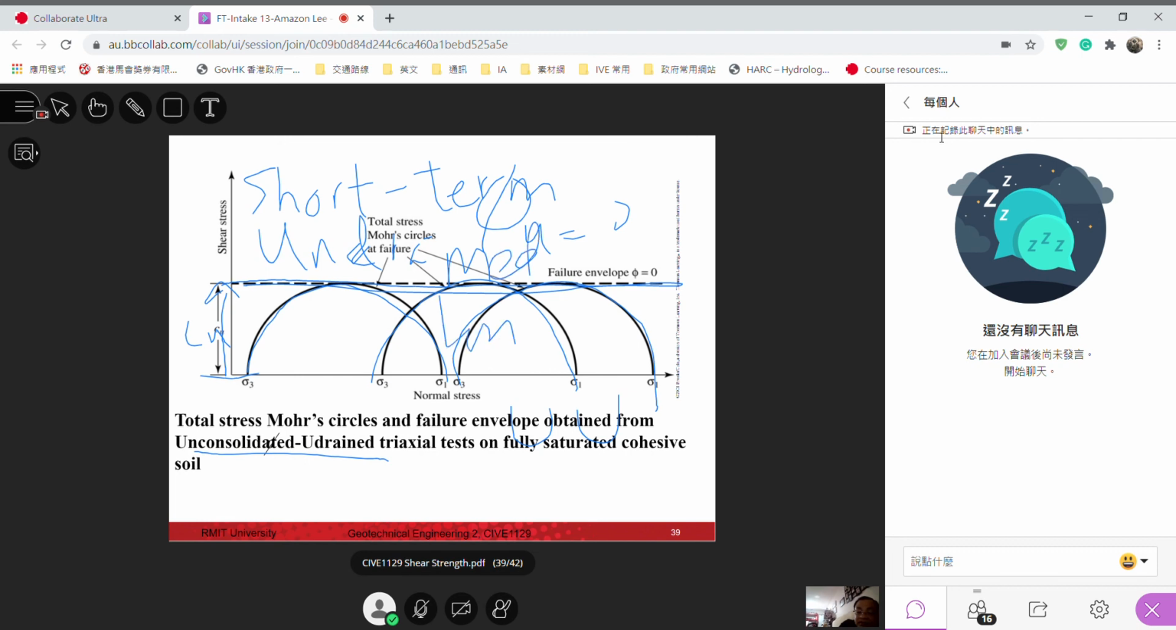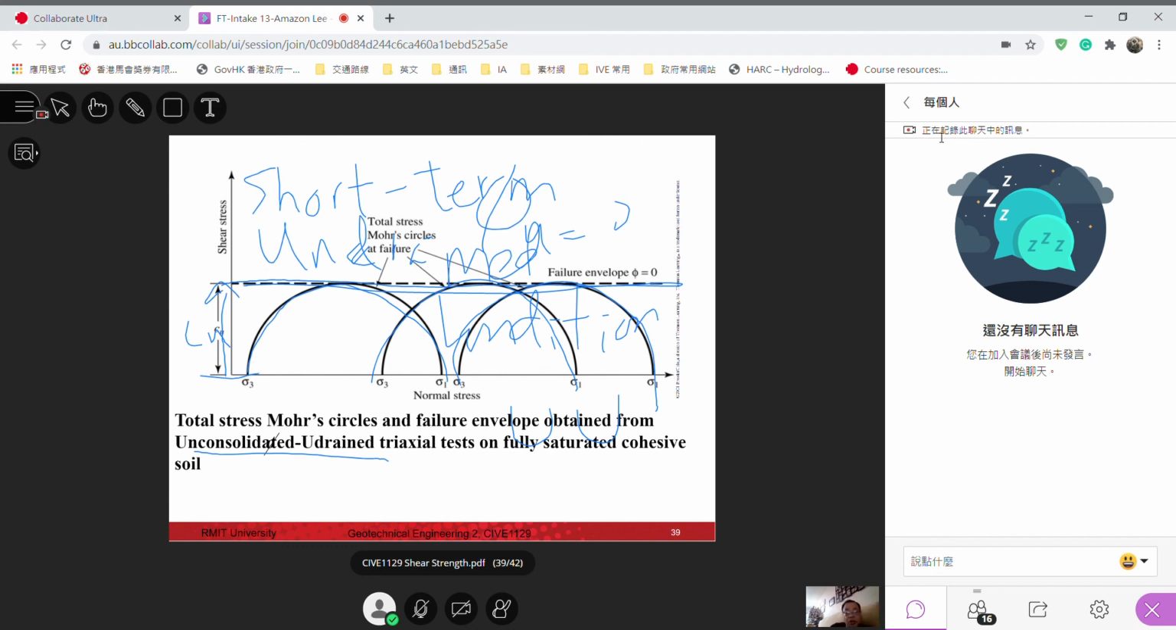That means that in the foundation, for some reason, our load is applied very quickly. Within 1 hour, all the load is applied to it. Then we have to assume that. But in a foundation, you can imagine the construction of a building usually takes months to years. So it is almost impossible for you to have this short-term undrained condition in a foundation situation, right?